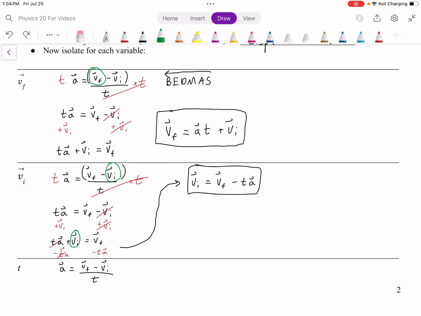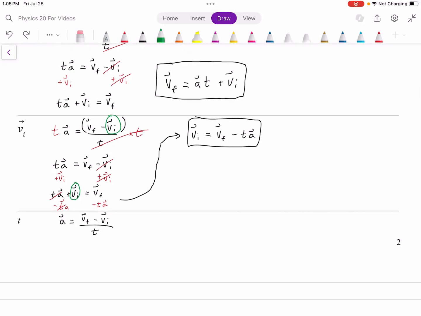So notice, exact same thought process always. What do I want to isolate? Why is it not isolated? What operations are being performed on it, right? What's the opposite of that operation? And do it to both sides, one step at a time until you've got it by itself.